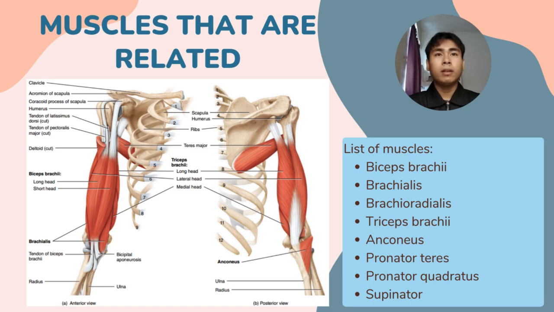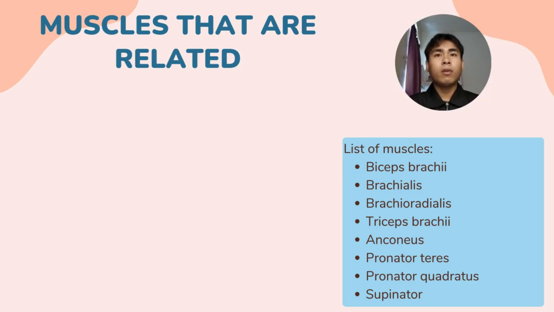Without the pronator quadratus muscle, the forearm cannot function properly in pronation or supination, because even though pronator teres gives the same functionality, it needs help from pronator quadratus to allow this rotation to occur. Lastly, the supinator muscle is located posterior to the forearm and inferior to the anconeus muscle.